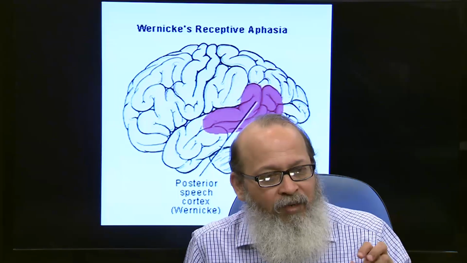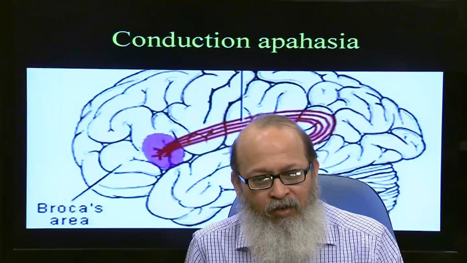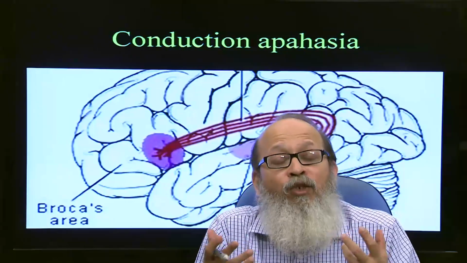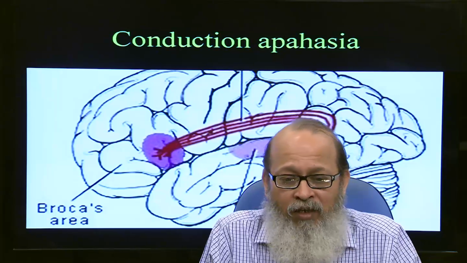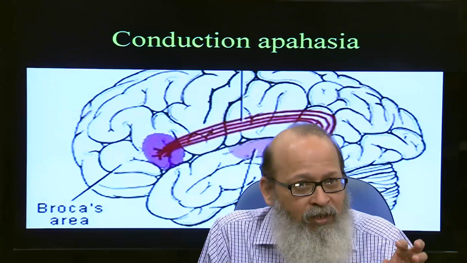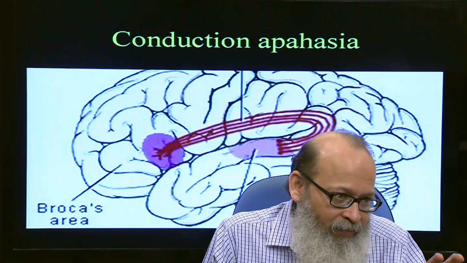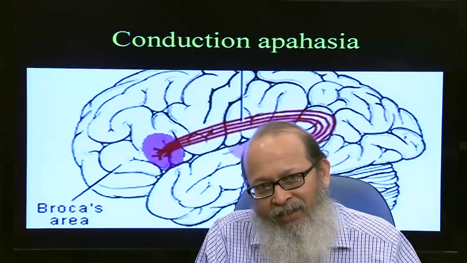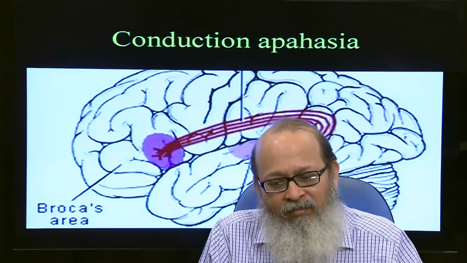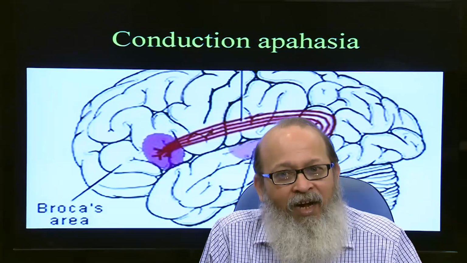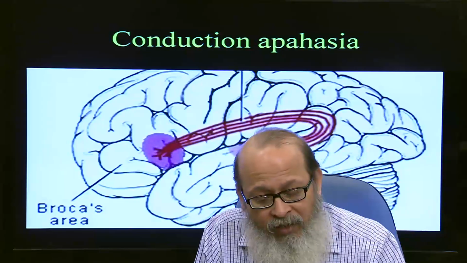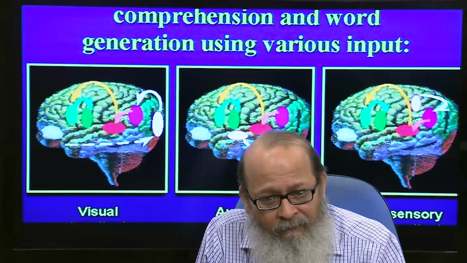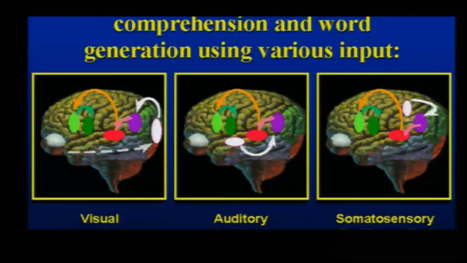Now, with these two discoveries, it was further strengthened that there are localized areas, but that still could not explain how people understand and reply and write. In some people it was found that they can speak, they can listen, but still they can't connect. And that gave us the first idea that there can be networks connecting areas, and this aphasia is called conduction aphasia.